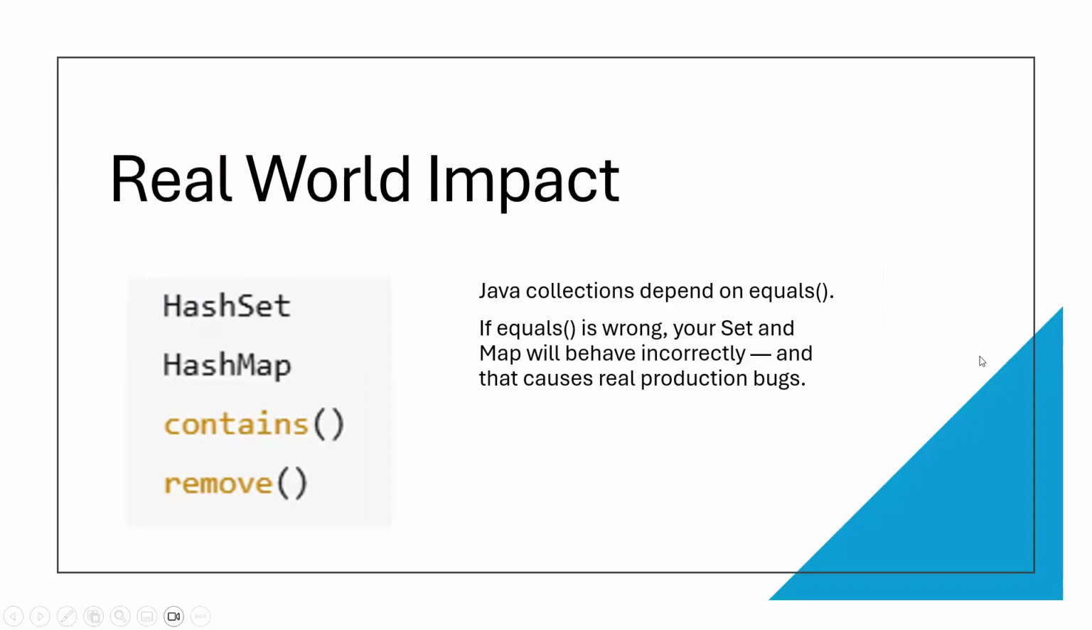Real world impact. Java collections depend on equals, especially collections like HashSet and HashMap. If the equals method is wrong, then your comparisons are wrong. You can't compare objects correctly. Your collections such as Set and Map will behave incorrectly, and this causes real production bugs.